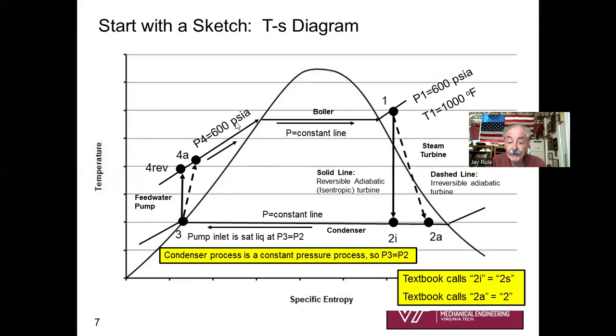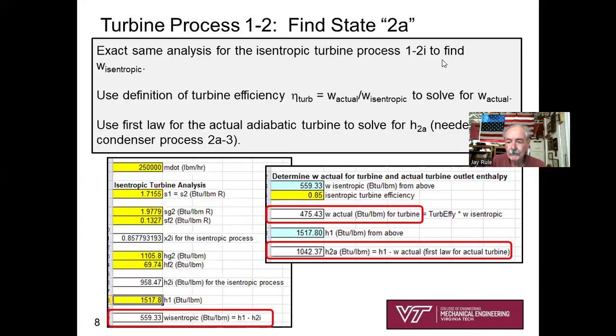Here's my 600 psia, my feed water pump outlet pressure. So this is a very good bona fide TS diagram that we will need to do our analysis. So we'll have to refer back to this, at least in our heads, on what we're doing when we're putting pencil to paper and getting numerical results. Okay, where do we start?